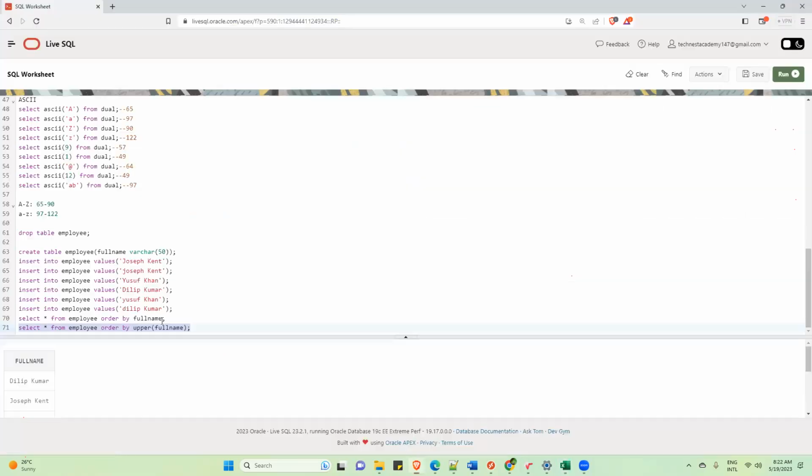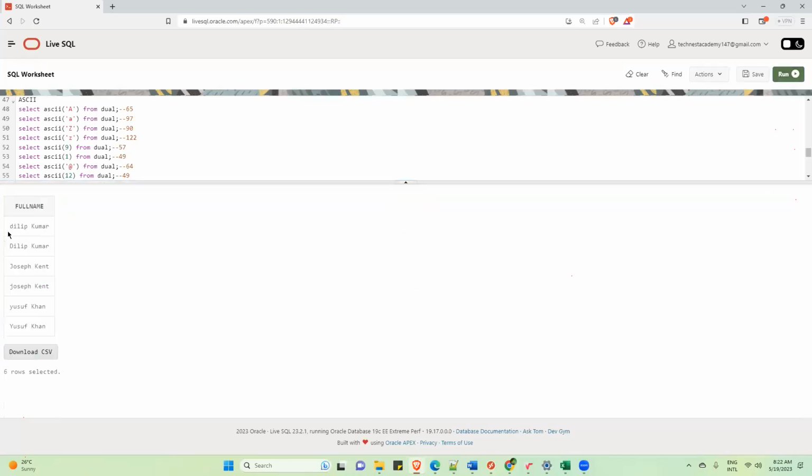Now I'm executing this. Please verify. Now this is your output. Dilip Kumar is together, Joseph Kent is together, Yusuf Khan is together. Is this clear? Yes, sir.